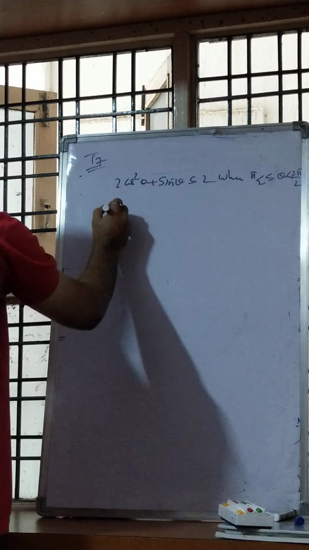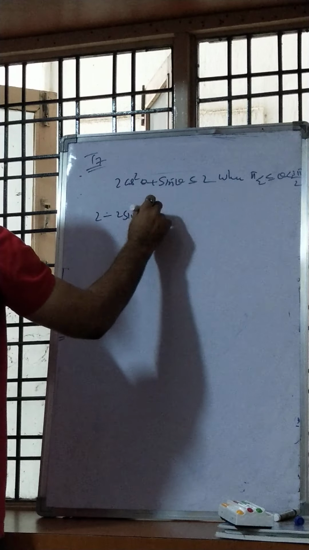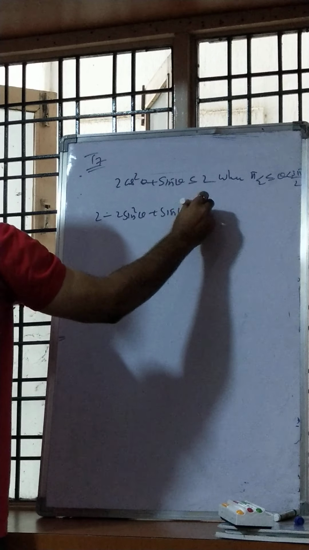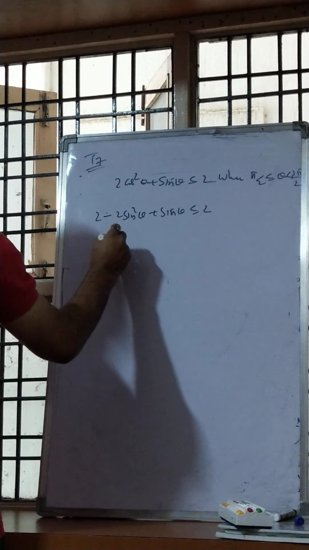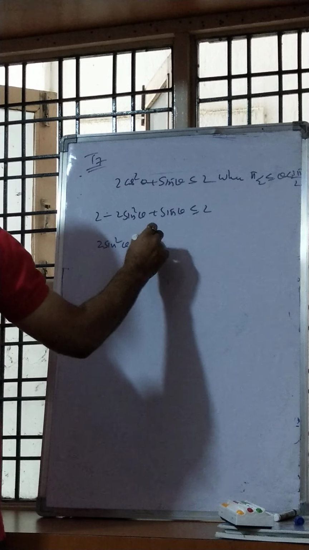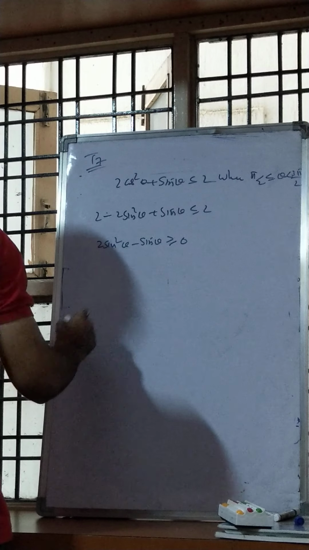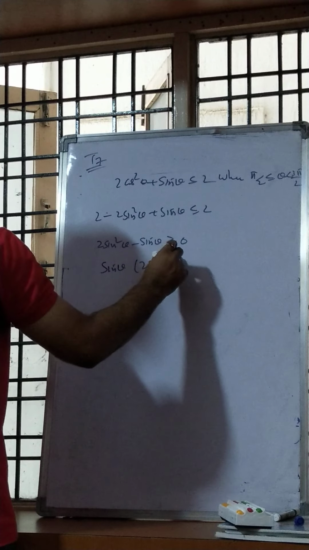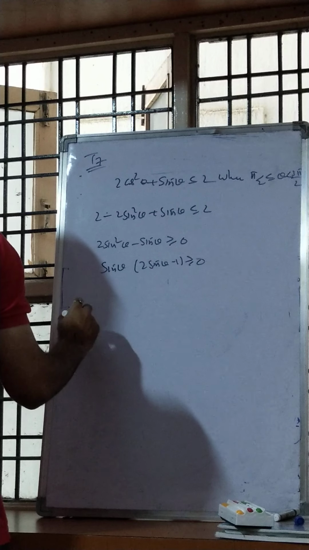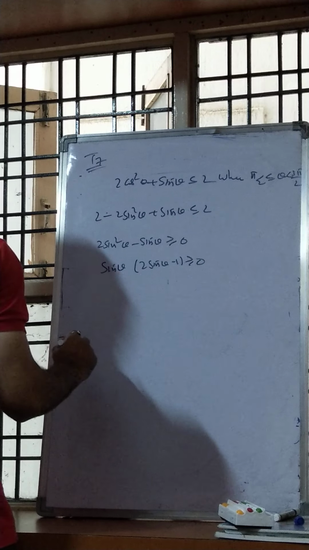So what to do here? Change everything in terms of sine: 2 minus 2 sin square theta plus sin theta is less than or equal to 2. Finally you can write 2 sin square theta minus sin theta is greater than or equal to 0. Or else you can write sin theta times (2 sin theta minus 1) is greater than or equal to 0. You have two choices here.